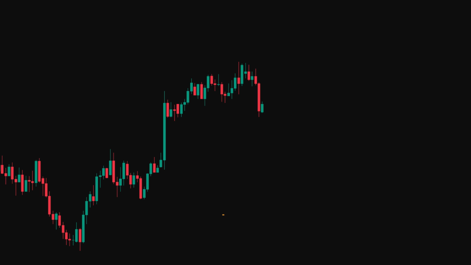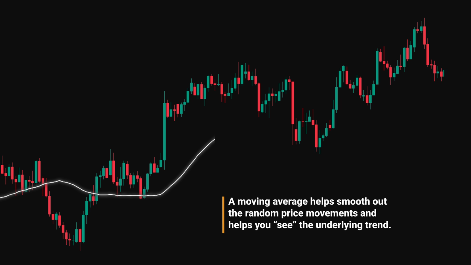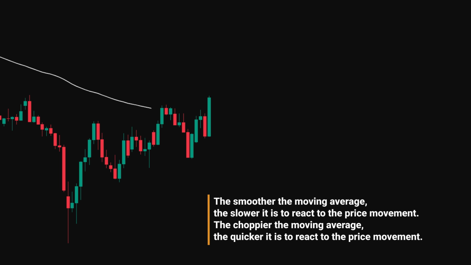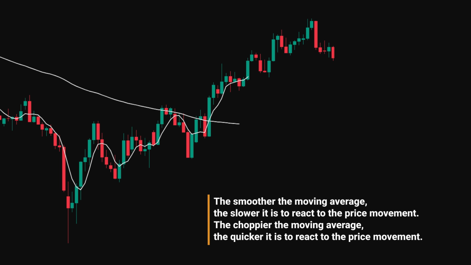As you already know, trends do not move in straight lines, price zigs and zags, so a moving average helps smooth out the random price movements and helps you see the underlying trend. Generally, the smoother the moving average, the slower it is to react to price movement, and the choppier the moving average, the quicker it is to react to price movement.